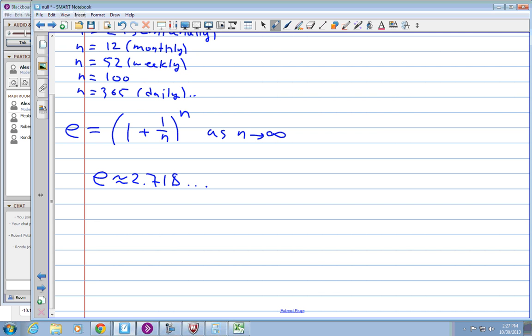Just like pi, if I say pi, you think 3.14, right? You don't think of pi as anything other than 3.14, do you? How many decimals do you remember in pi? That's all right, because your calculator has a pi button. Well, your calculator has an E button in it too.